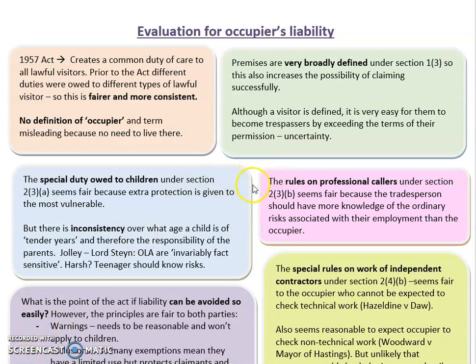We should also consider the special rules that the 57 Act gives us on professional callers. And professional callers are tradespeople who come onto the property in order to carry out a job, such as an electrician doing electrical work. And the rule under Section 2(3)(b) says that tradespeople should guard against the risks which are ordinary to their calling. And that rule seems fair because the tradesperson should have more knowledge of the ordinary risks involved than the occupier would. And you could talk about the case of Roles v Nathan and the chimney sweeps there.